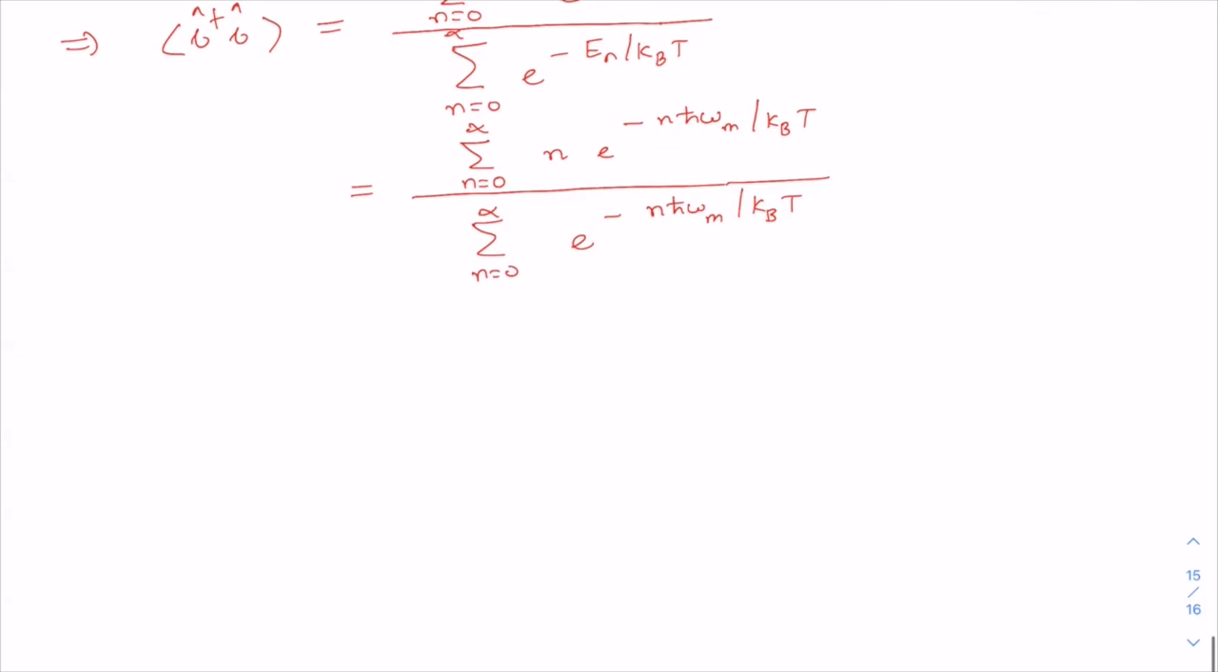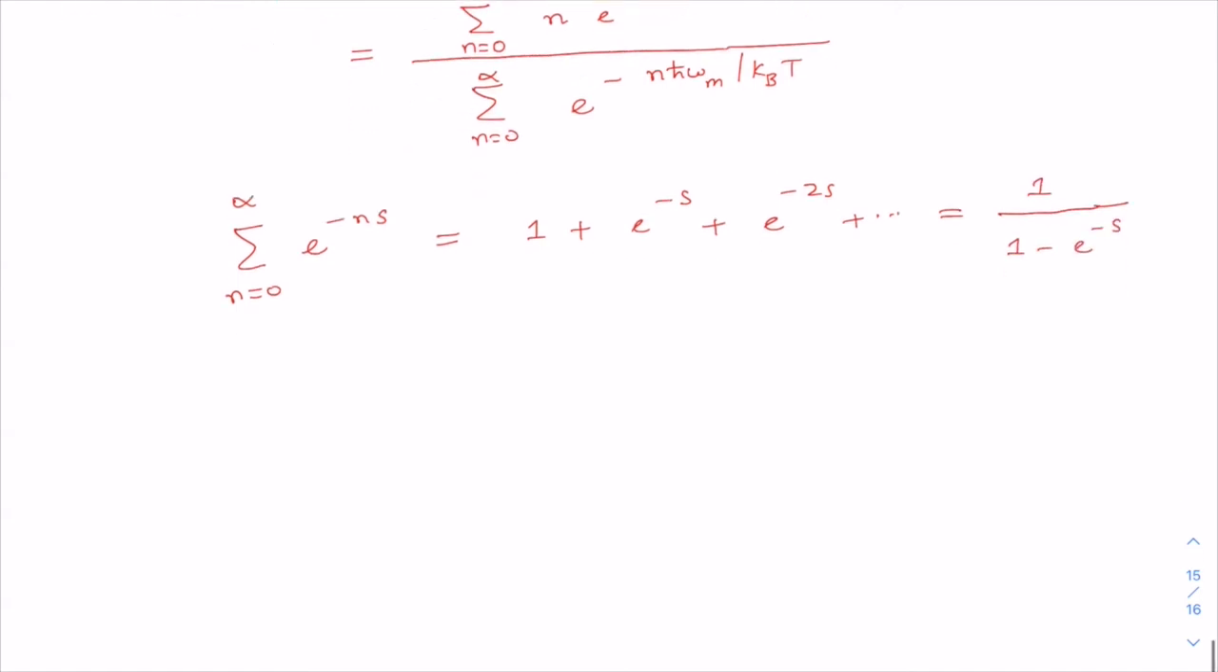Okay, now this can be quickly worked out. Just to remind you, you can write it as e to the power minus ns. If you take the summation from n equal to 0 to infinity, then you'll have 1 plus e to the power minus s plus e to the power minus 2s and so on, and this is equal to 1 divided by 1 minus e to the power minus s. And also, this expression, n times e to the power minus ns summed from n equal to 0 to infinity, we can write as minus the derivative d/ds.